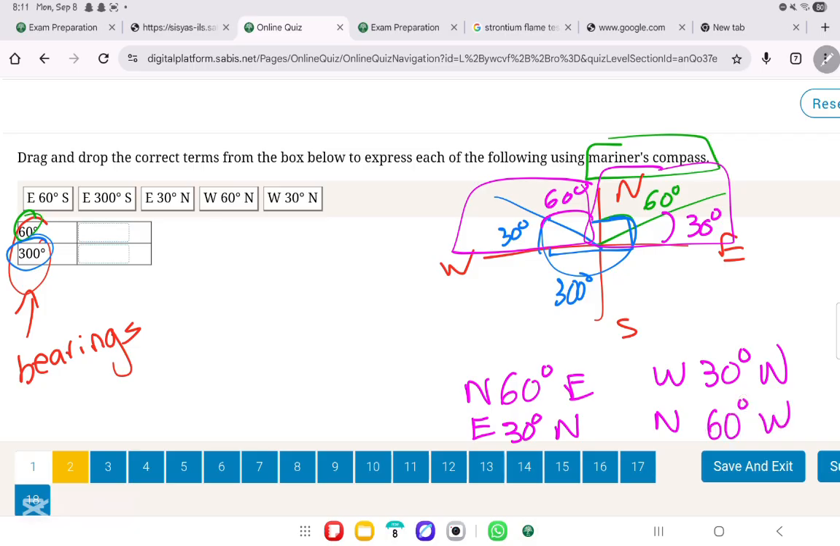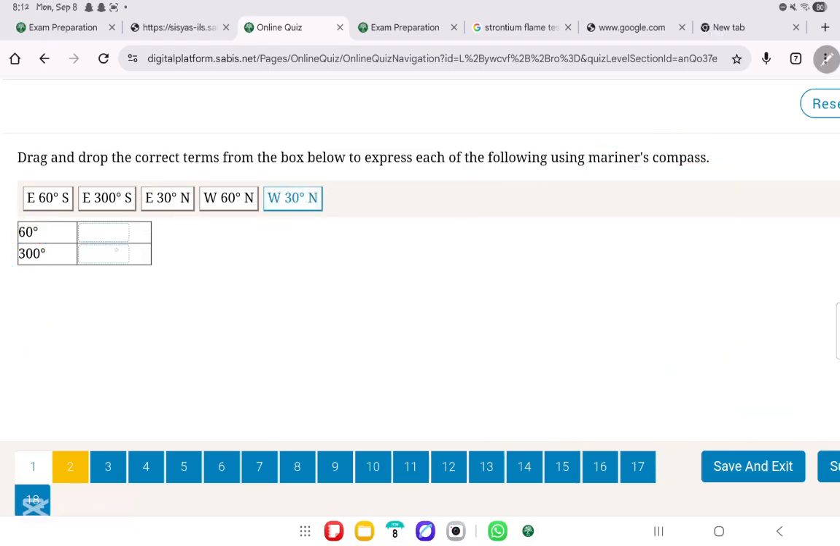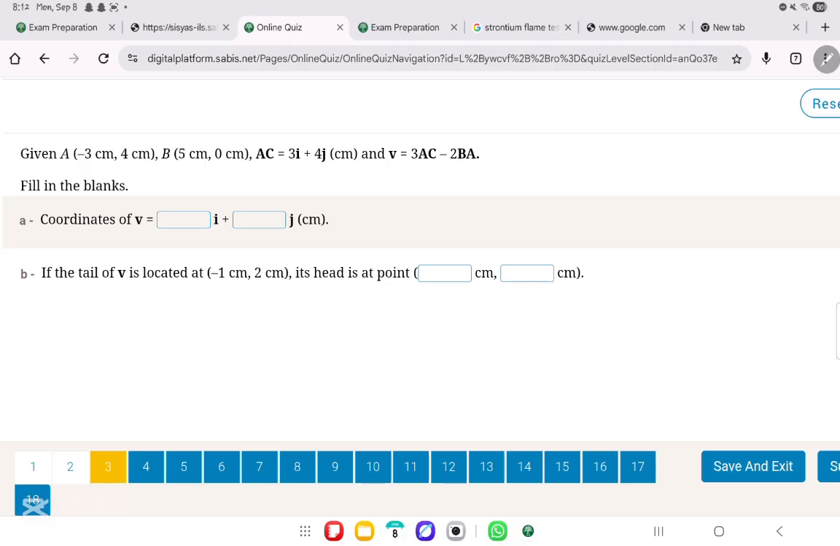So in this case, what are the two options we have? We have east 30 degrees north and west 30 degrees north. So this is west 30 degrees north and east 30 degrees north. Okay, that is it for question number 2. Let's move on to question number 3.